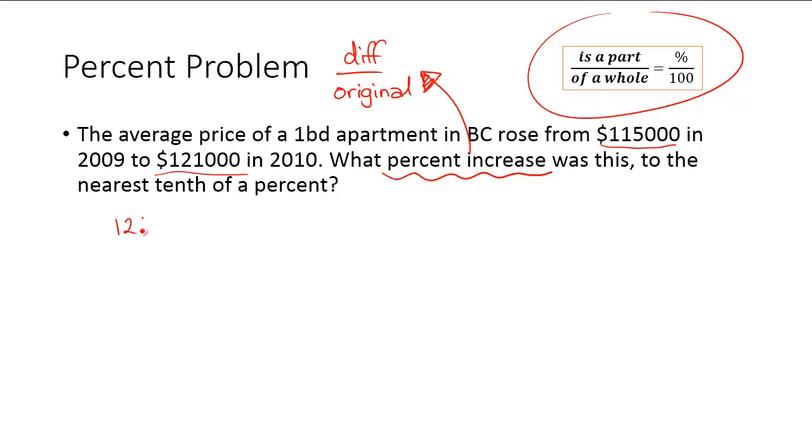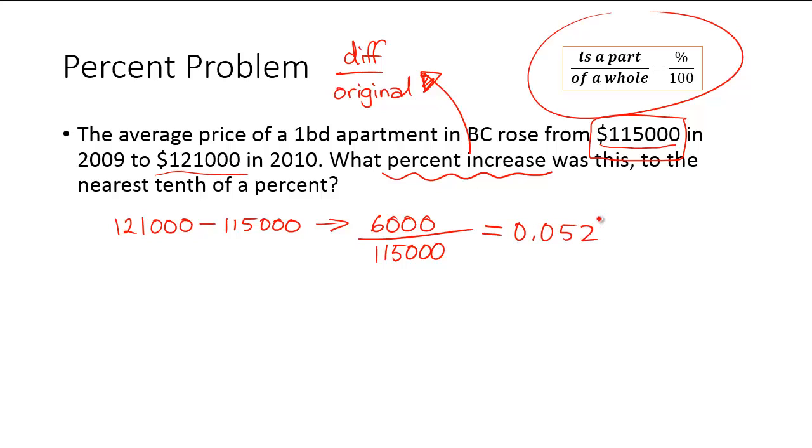So let's see, how much did it actually rise? Well, it rose 121 minus 115, so 6,000 is how much it rose. Now, when you do percent increase or decrease, you're always relating to the original amount because you want to see how much it's gone up by in comparison to the original amount. Now we can just find that as a percentage. So take 6,000 divided by 115,000.